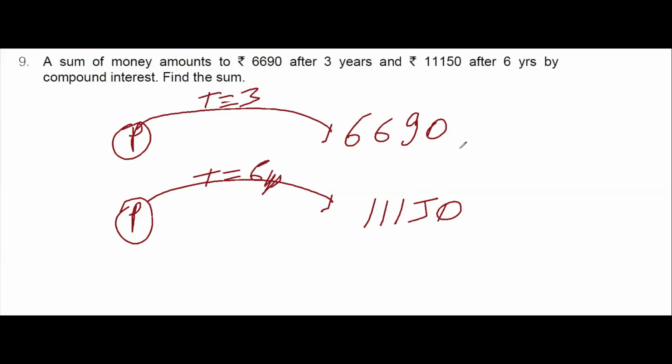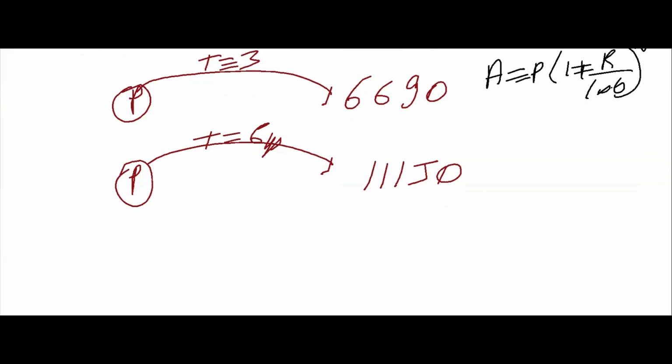Okay, so this is again a direct formula. Here you are going to apply the formula A is equal to P(1 plus R upon 100) whole to the power of n. This formula you will apply, and then you will get two equations. Let me write those two equations.